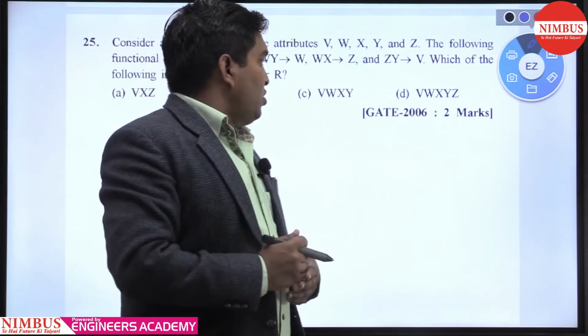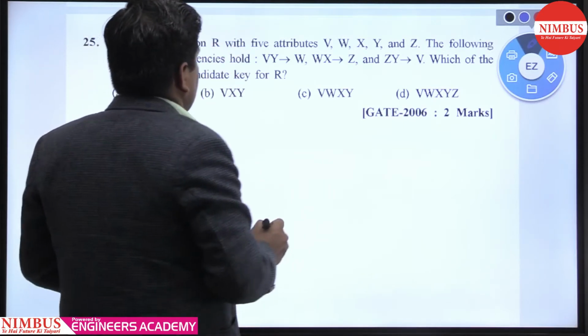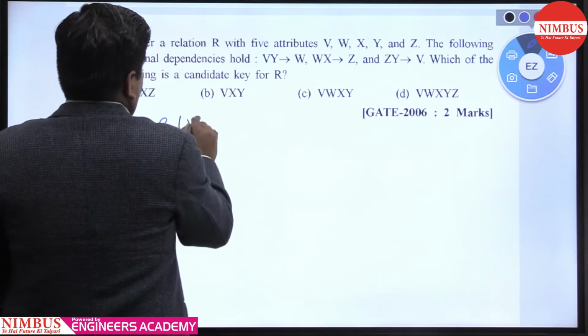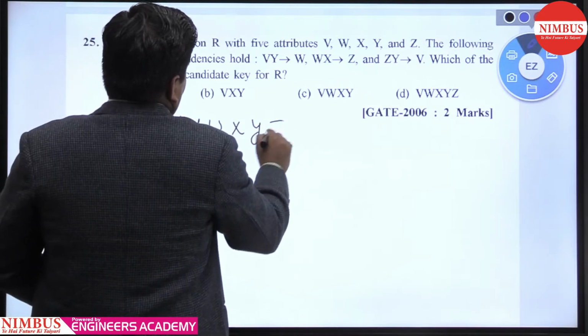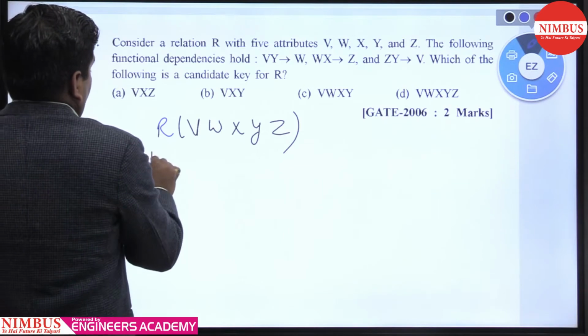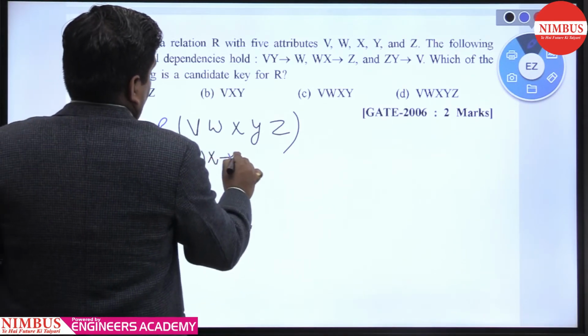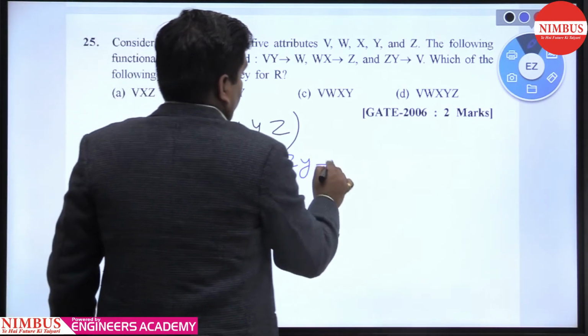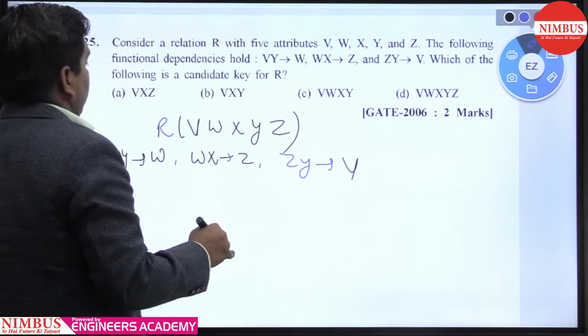Student, this is the question GATE 2006. Relation R has 5 attributes V, W, X, Y, Z, and the following FDs: VY to W, WX to Z, and ZY to V. Which of the following is a candidate key of R?